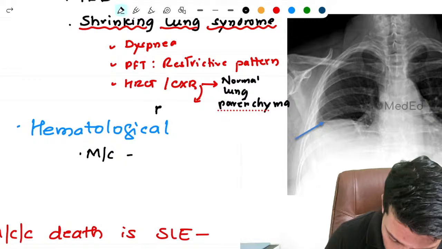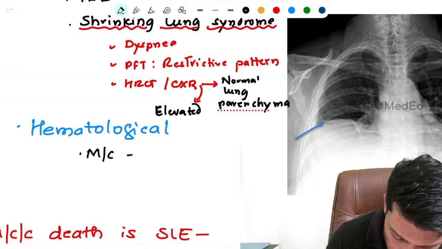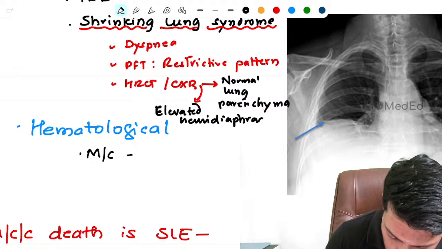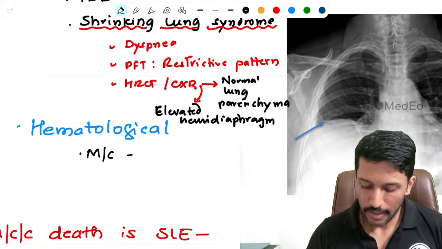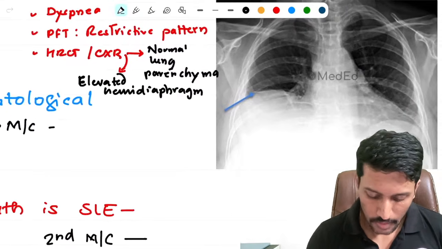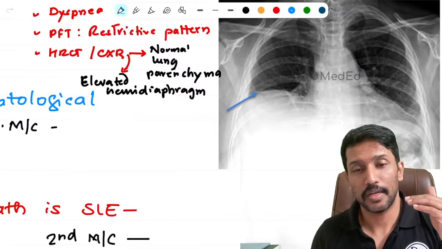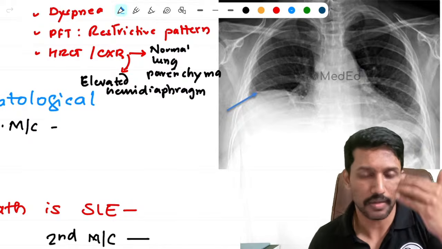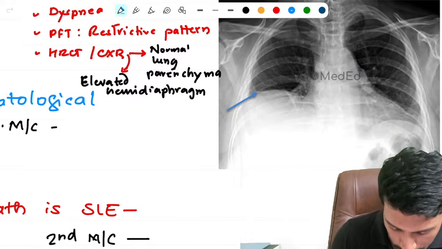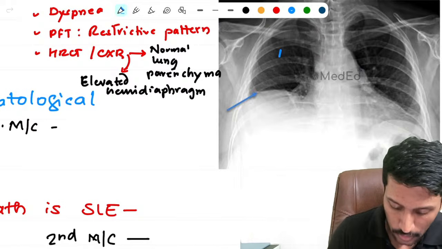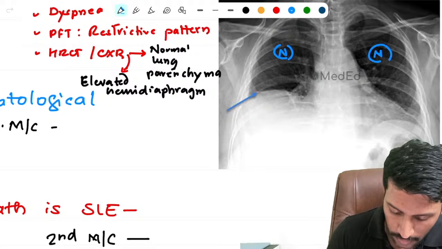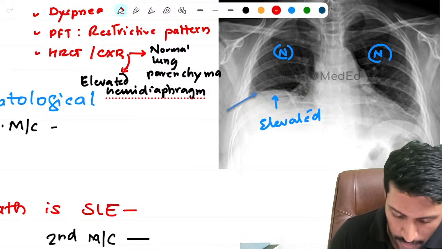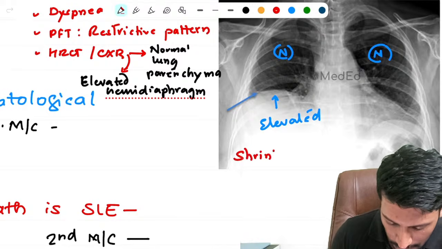or elevated hemidiaphragm. Whichever side you have the shrinking lung syndrome, that side the diaphragm will be elevated because the lung volume is reduced, so the diaphragm appears higher. That you can see in this X-ray. You can see that the right hemidiaphragm is significantly more elevated. Of course, the right hemidiaphragm is slightly higher than the left, but here it is significantly more elevated. So whenever I get an SLE patient with normal lung parenchyma but elevated diaphragm, it should make me think of this condition called shrinking lung syndrome.